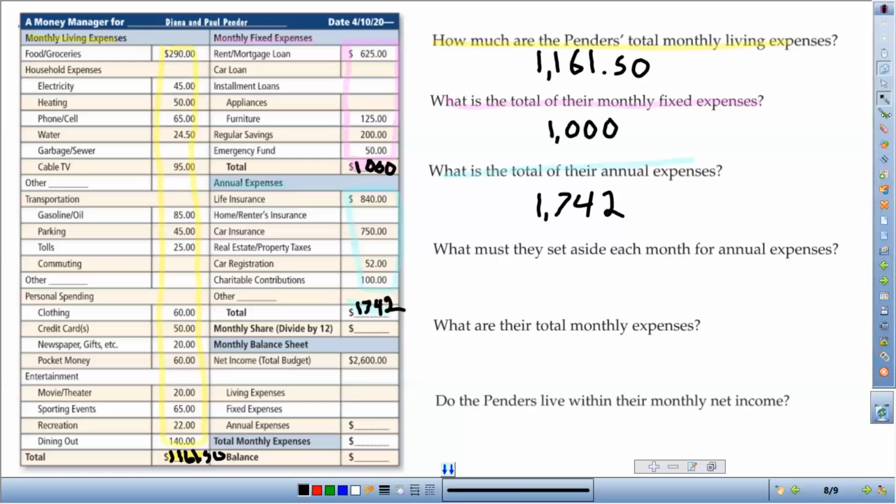To find the monthly share, what must they set aside each month for the annual expenses? That's going to be this number here. All you do is you take the annual expenses, 1,742, and then you divide it by 12. And you get $145.17.